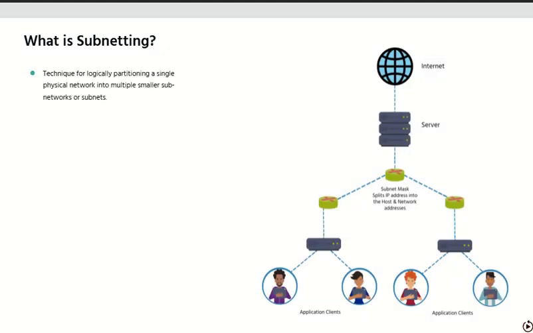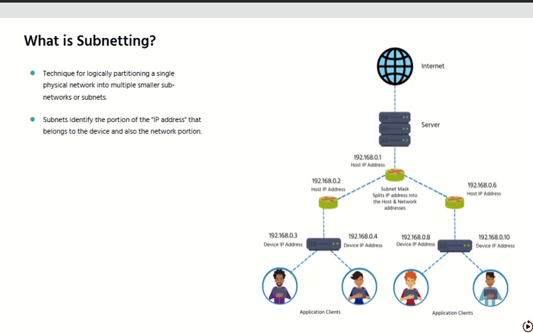Subnetting is the technique for logically partitioning a single physical network into multiple smaller subnetworks, or subnets. When we assign an IP address to a device, we also need to specify a subnet mask.